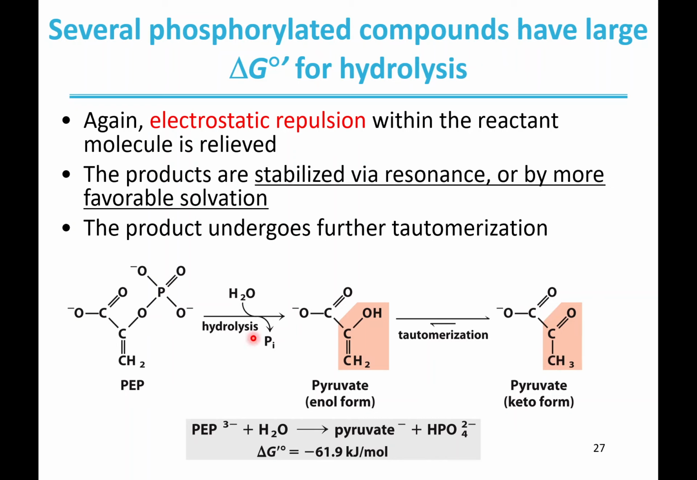So if PEP loses that phosphate group, it's the enol form. The enol form could theoretically get the phosphate group back, but because it tautomerizes, it's driven into the keto form, and you don't get that backwards reaction. Because of all of these factors, this reaction of PEP, phosphoenol pyruvate, being hydrolyzed has the highest delta G naught prime known, at least in biochemistry, negative 61.9 kilojoules per mole.